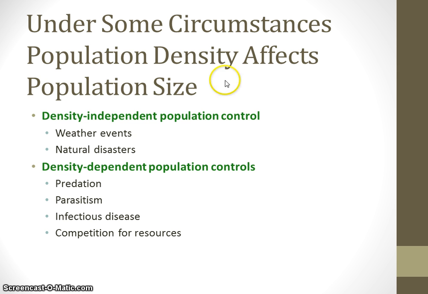Under some circumstances, population density can affect population size. So density independent controls, these are things where the size of your population does not matter. A weather event, a natural disaster, they're going to come whether or not you have a big population, very densely packed, or a small population. So like a volcano, it doesn't care if the caribou are high in numbers or low in numbers. A volcano is going to strike when a volcano strikes. Weather events, droughts, hurricanes, tornadoes, all of those things have no dependency on the density of the population.